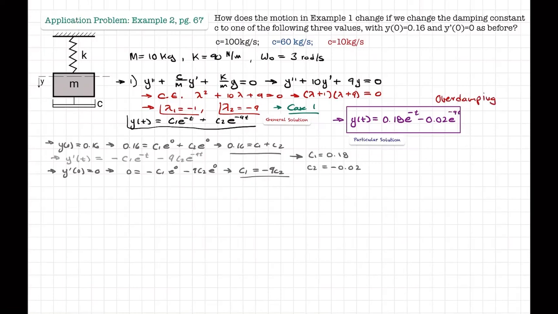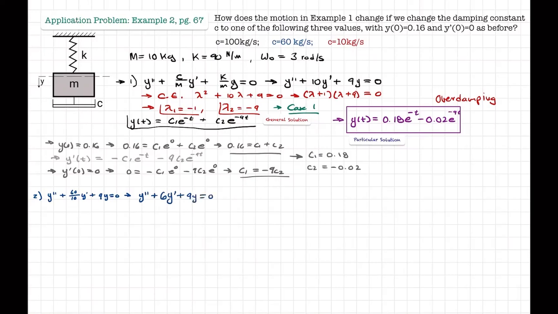Okay, so let's continue now with the 60 kilograms per second. Let's do case 2, I'll do it in blue. So we have y double prime plus 60 over 10 y prime plus 9y equals 0. From here, we get y double prime plus 6y prime plus 9y equals 0.